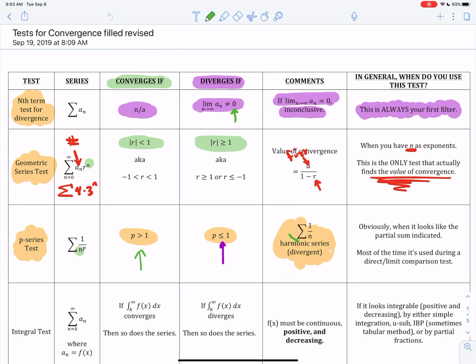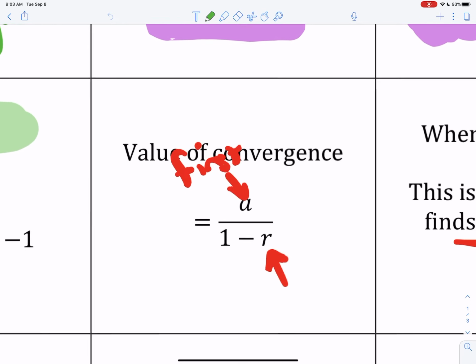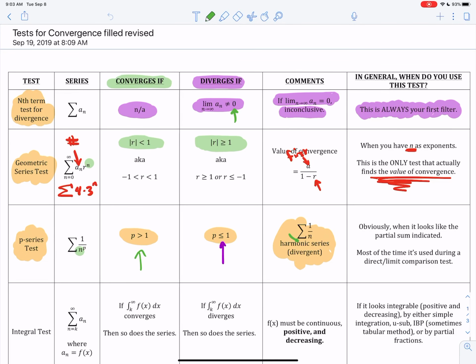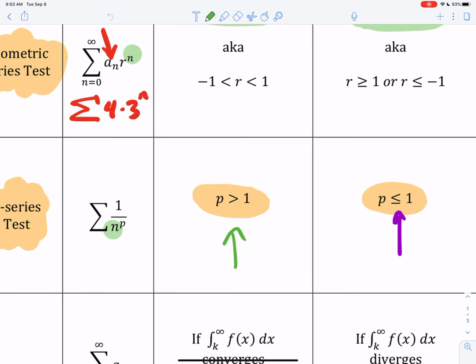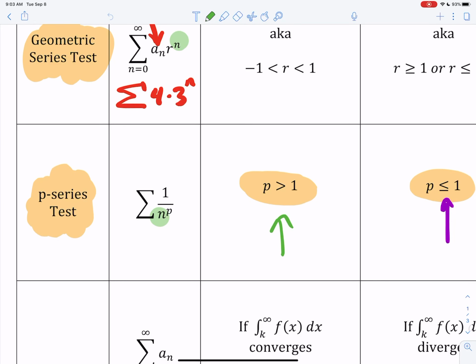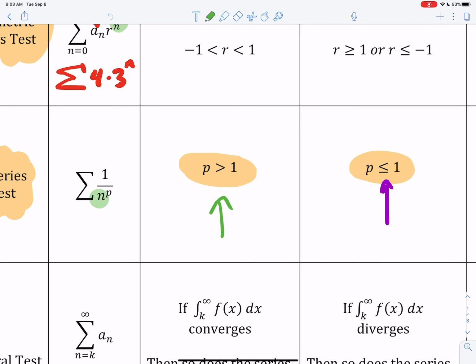Now, geometric series tests, you're looking for something to the n power in order to use the geometric series test. Now, if your base or your radius is less than 1, it will converge. Anything larger than or equal to 1 will diverge. Geometric series test is the only test that actually tells you where it converges to. And if you have 1 over n to the something power, then you're going to run the p-series test. So if n is your base, most likely you're going to use the p-series test. If that exponent is greater than 1, it converges. Less than or equal to 1 diverges.